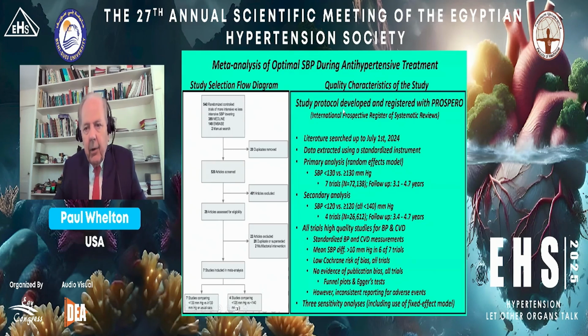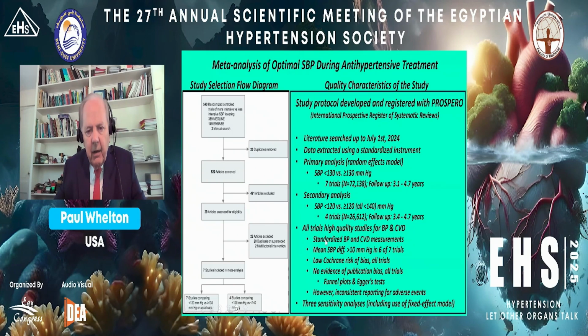We developed a protocol, registered it with Prospero. We searched the literature. We extracted the data. The primary analysis was less than 130 versus a higher target pressure. The secondary analysis was less than 120 versus less than 140.